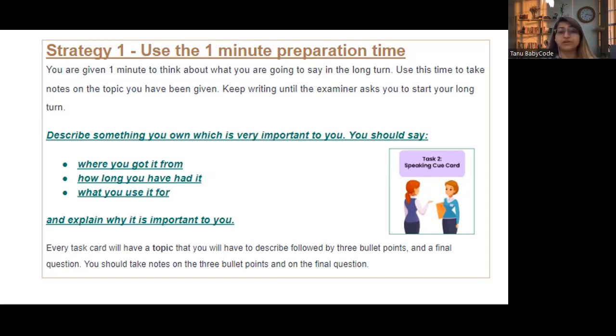Now, here is a cue card topic on my screen. Describe something you own which is very important to you. You should say where you got it from, how long you have had it, and what you use it for, and explain why it is important to you. So you can see that there are 3 bullet points: where you got it from, how long you have had it, what you use it for, and a final question: why it is important to you. You have to describe all these 3 bullet points and the final question also. So make notes on these 3 bullet points as well as the final question. Now, how to make notes? See here.